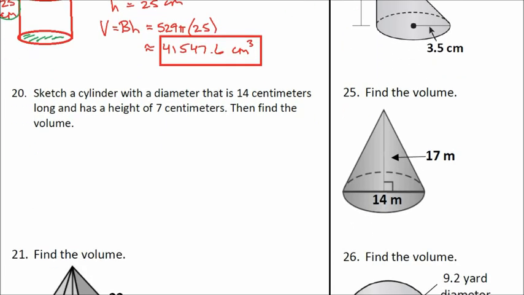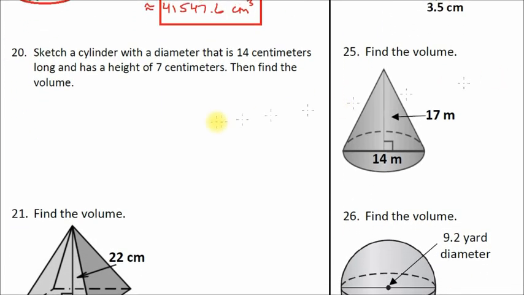All right, question number 20, you should have tried this out. You would have ended up with a volume of 1077.6, and that's also centimeters, so centimeters cubed. Your base area should have been 49 pi, and your height should have been 7 centimeters.